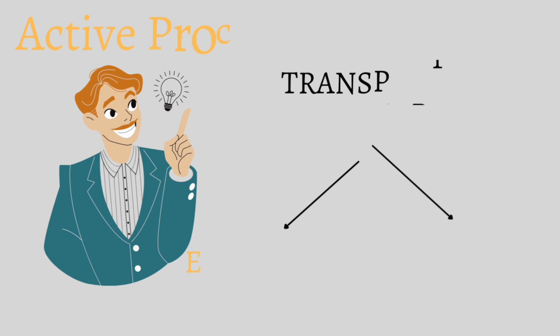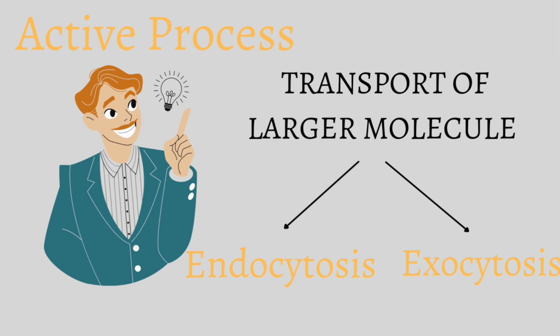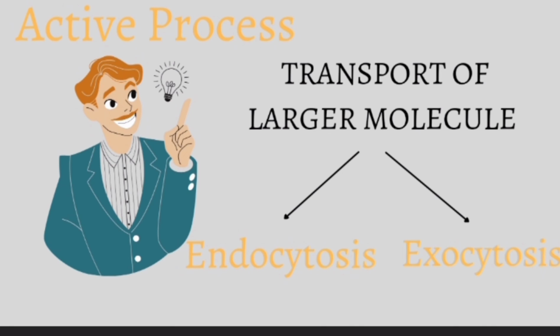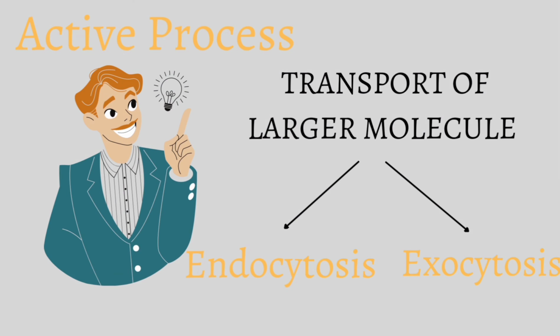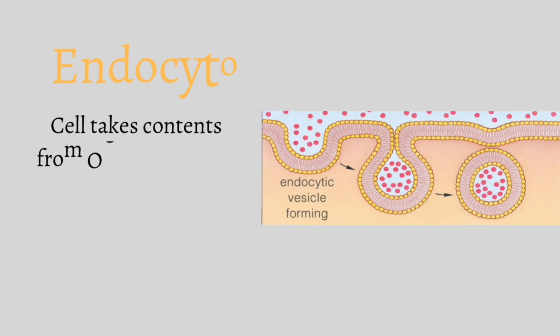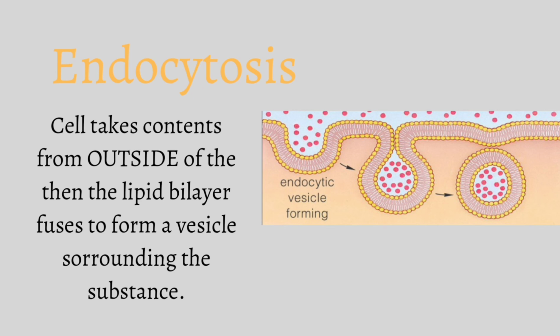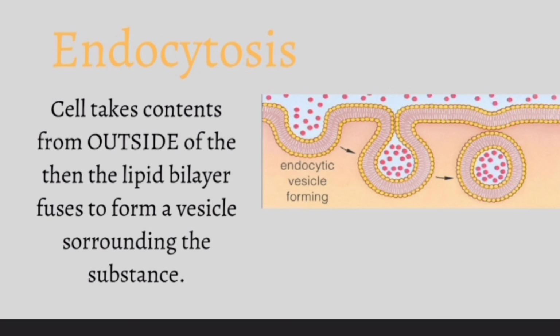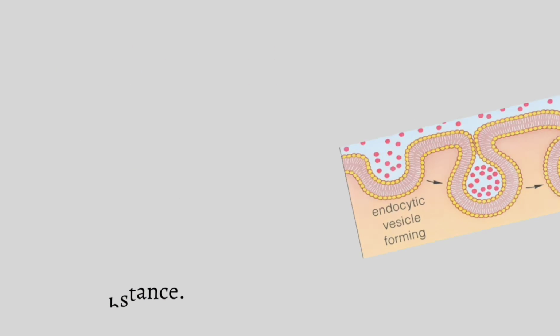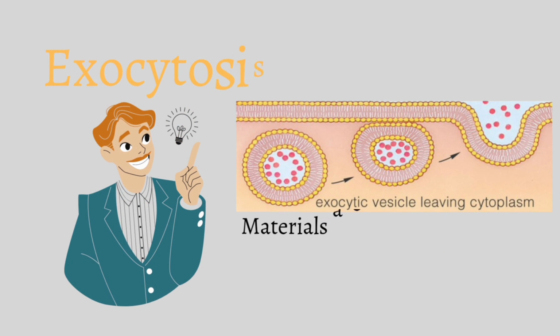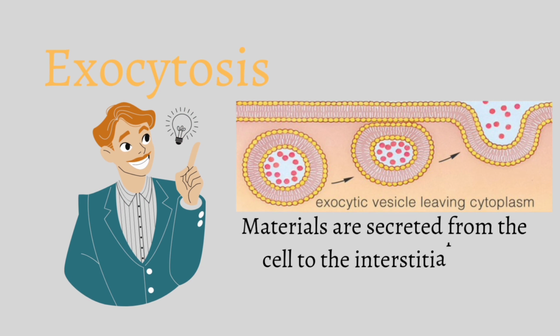In addition, when we talk about transport of larger substances by membranous vesicles, or simply vesicle transport, it includes two types: endocytosis and exocytosis. In endocytosis, the cell takes contents from outside of the cell. Then the lipid bilayer fuses to form a vesicle surrounding the substance. However, in exocytosis, materials are secreted from the cell to the interstitial fluid outside of the cell.